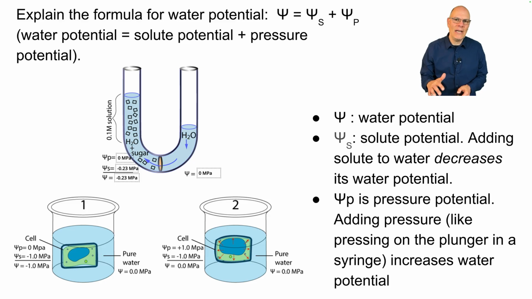In a typical lab in AP biology, you put potato tissue into water or solutions of various concentration, and you can see what happens, and you can actually quantify it based on water potential. That's what water potential is used for.